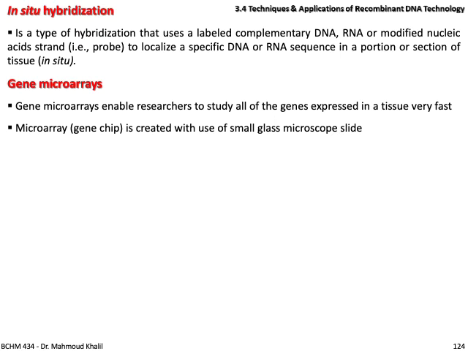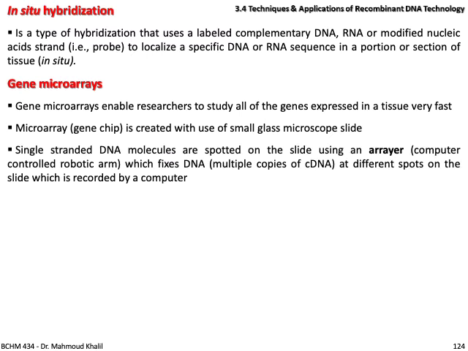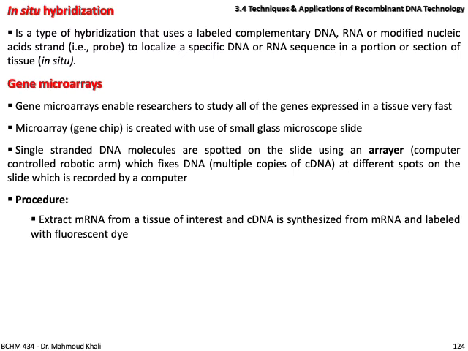Gene microarray. Gene microarrays enabled researchers to study all the genes expressed in a tissue very fast. This gene chip, the microarray, is created using a small glass microscope slide. The single-stranded DNA molecules are spotted on a slide using an arrayer, which is a computer-controlled robotic arm that fixes DNA or multiple copies of cDNAs at different spots on the slide, which is recorded by a computer. The procedure extracts RNA from a tissue of interest and makes cDNA by reverse transcription from the messenger RNA, and you label it with fluorescent dye.